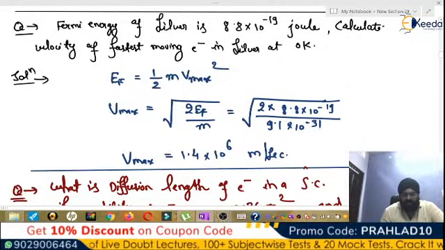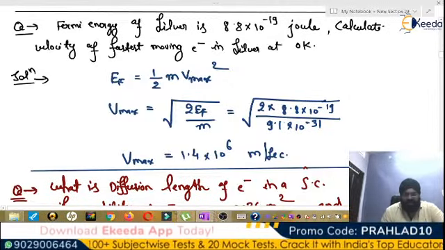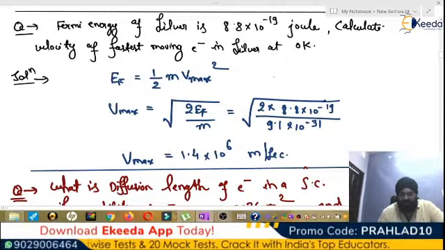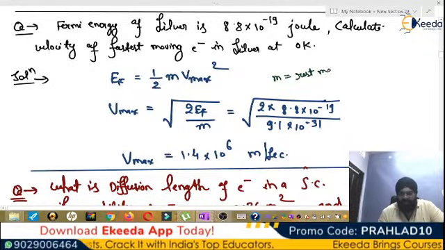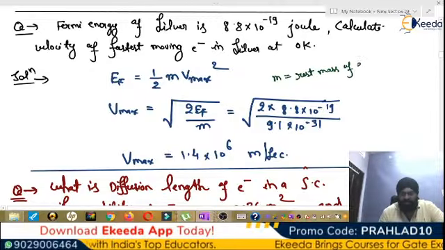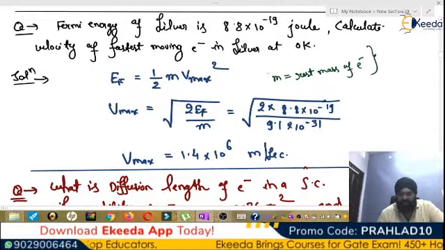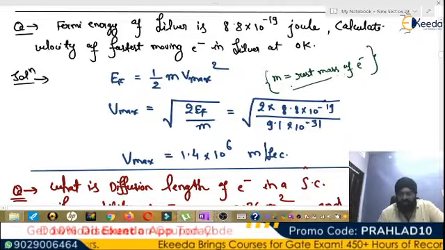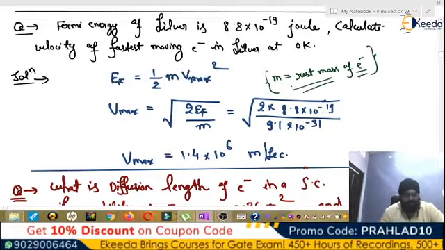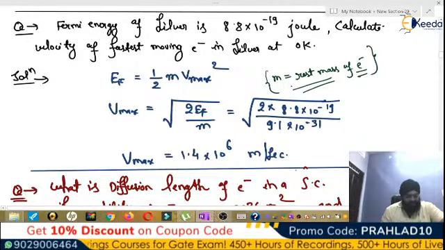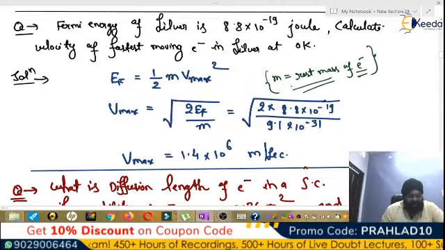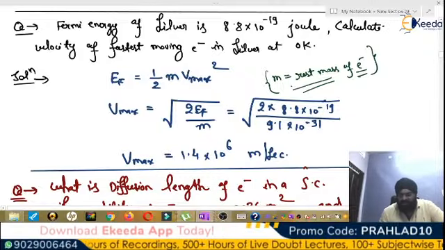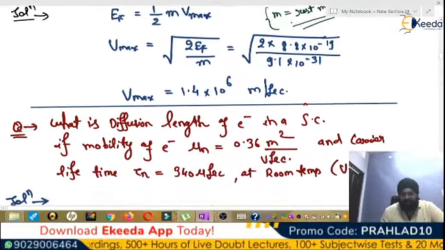So it is 2 into EF. EF is the Fermi energy. Fermi energy is given 8.8 into 10 raised to power minus 19 by m. M is the rest mass of electron. So when we solve here, then the maximum velocity is 1.4 into 10 raised to power 6 meter per second.